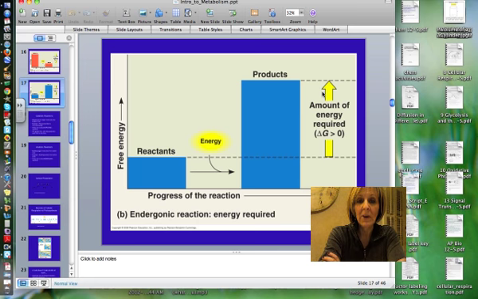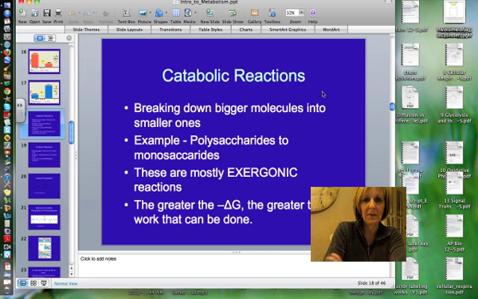And in an endergonic reaction, the reactant's free energy is going to be less than the products. The products' free energy is going to be more, and so energy needs to be put into the system for the reaction to go, and the delta G would be positive.